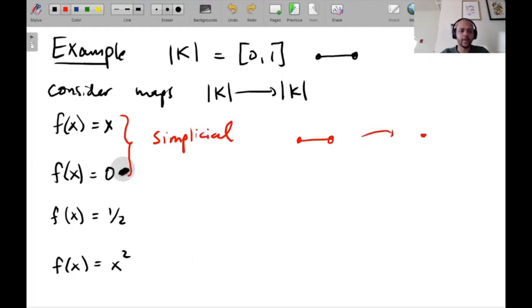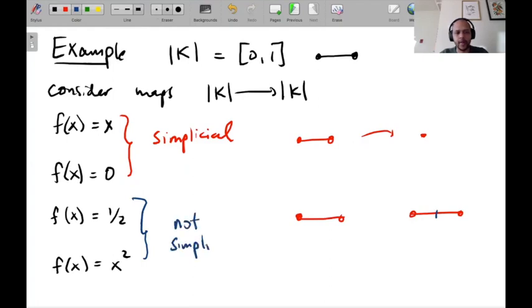But in the third example, the whole complex also gets sent to a point, but that point is not a simplex. So here you map everything to this midpoint, which is not a simplex in the simplicial complex. So this map is not simplicial, and similarly, the last map is also not simplicial. And this one, x squared, fails to be simplicial because although it sends simplices to simplices, it doesn't do so in a linear way.